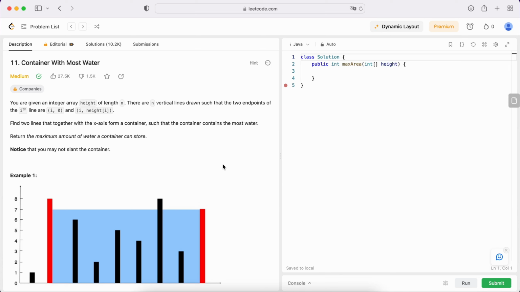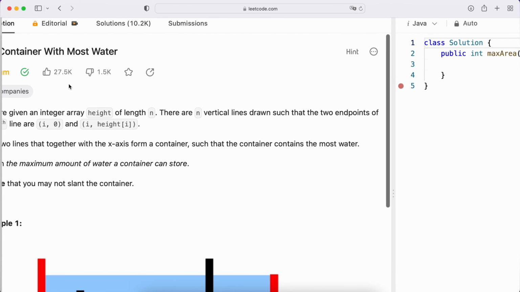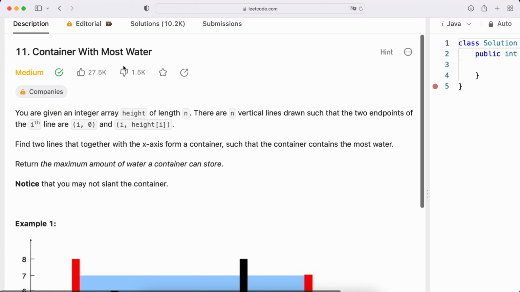Today I'm gonna solve one interesting problem from LeetCode. So let's start. The problem is called Container With Most Water.